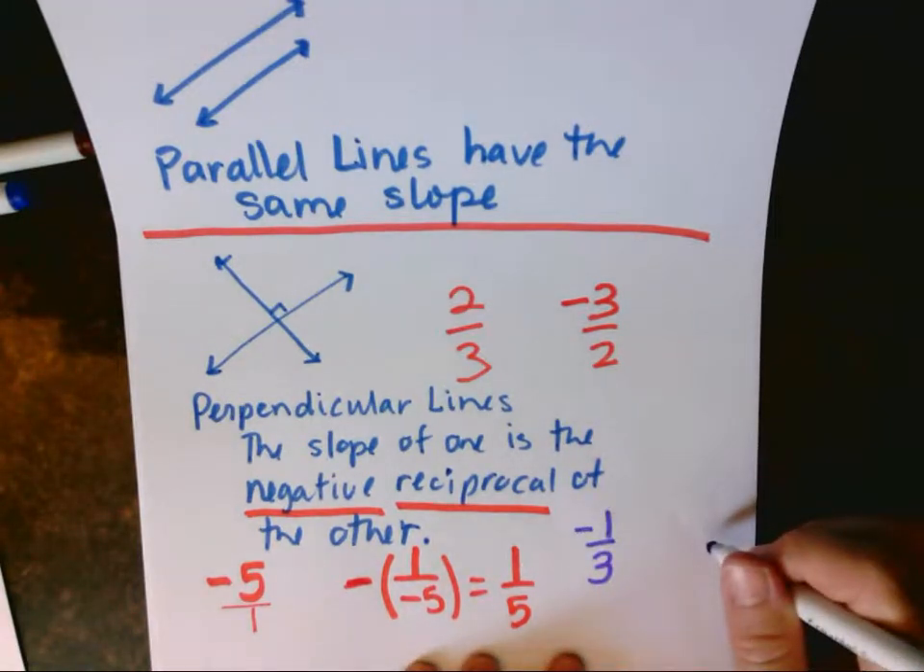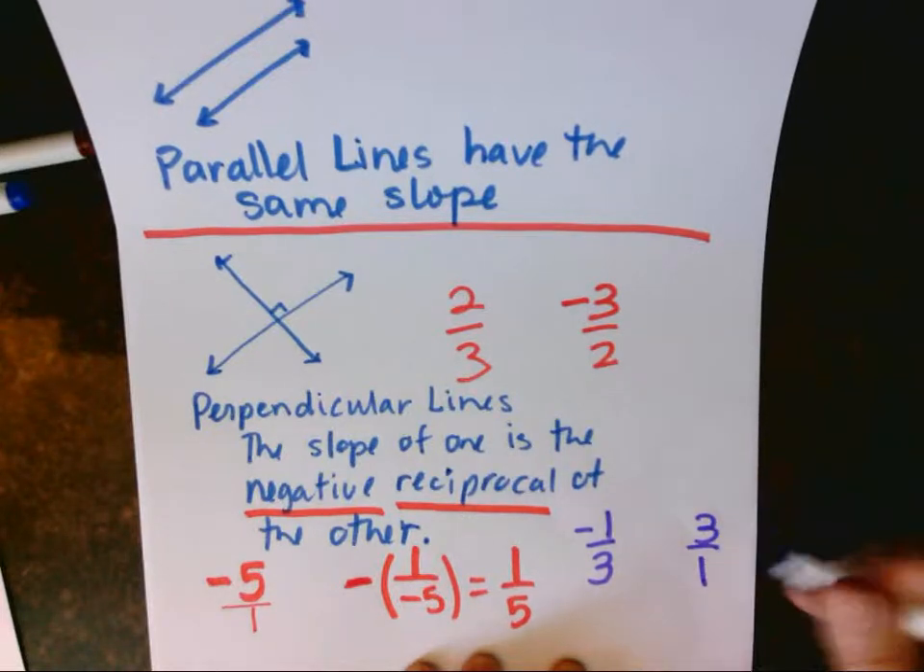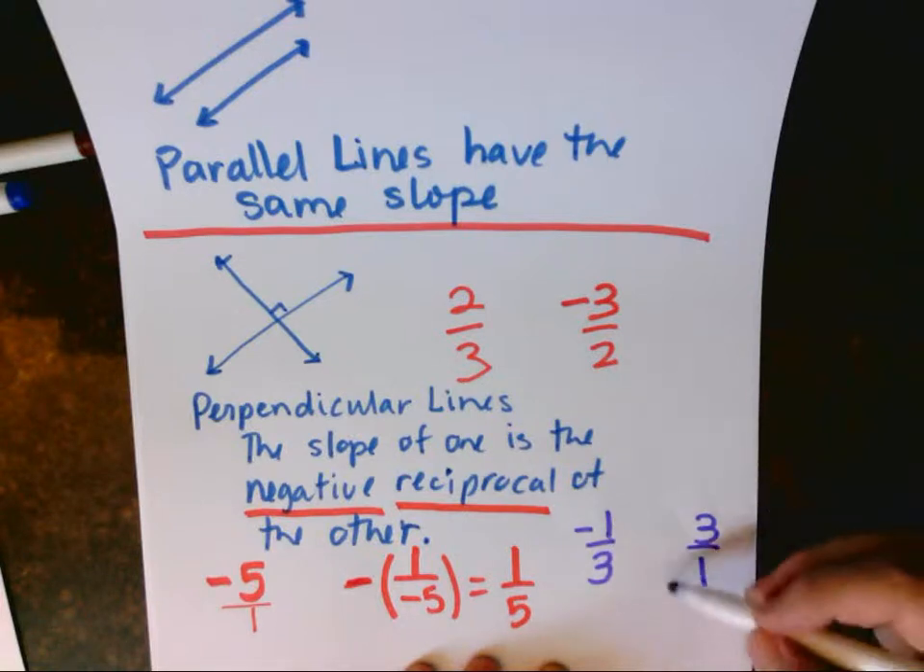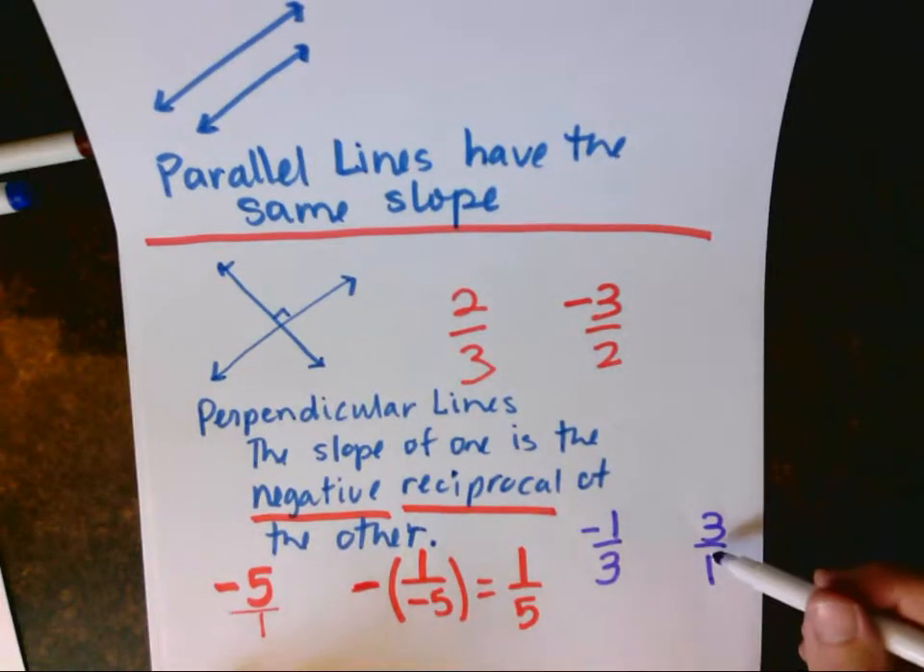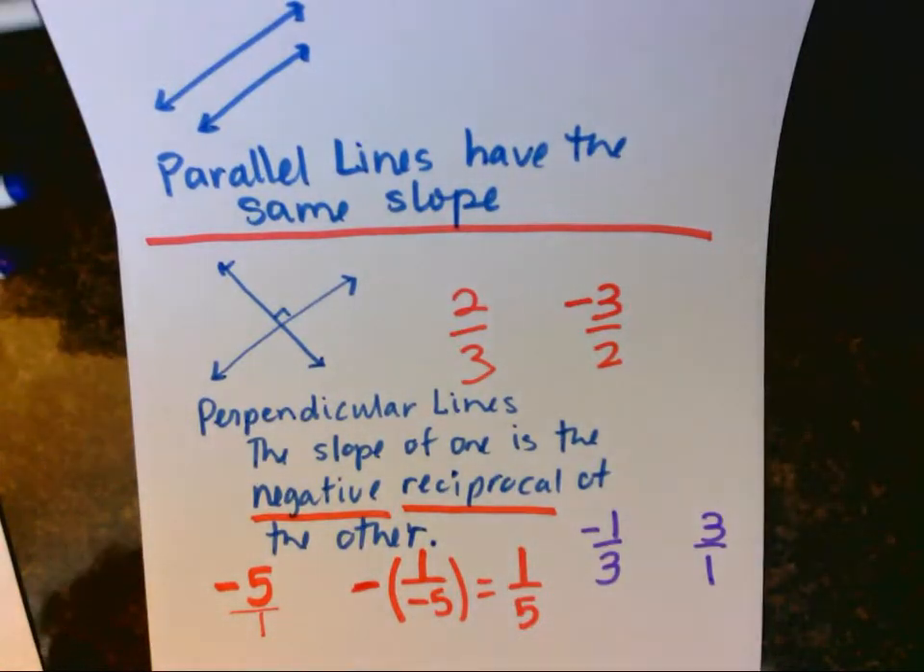It would be a positive, and it would be the reciprocal, 3/1. So you have to do two things: change the sign and invert it. Okay, so those would be perpendicular to each other, 3 and -1/3. Okay, so that's how that goes, and we need to now try some problems like that. And we'll be doing more of these as we learn more about lines.